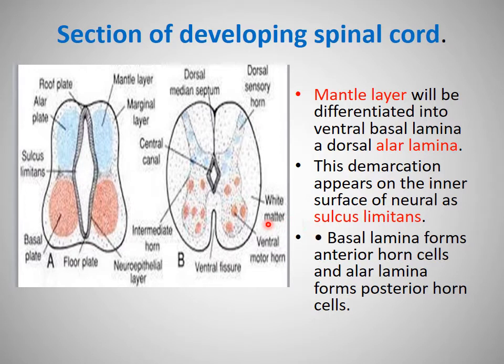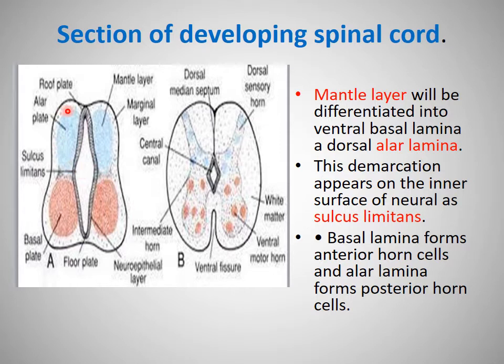Now later on, this mantle layer, which is actually the gray matter of the spinal cord, as it includes only the neuronal cell bodies or the neuroblast cells, will start proliferating and differentiating. This lateral wall grows rapidly and thickens, whereas there is a thin roof plate and a thin floor plate. Because of this differential growth, a groove is formed. It is called the sulcus limitans at both the edges.